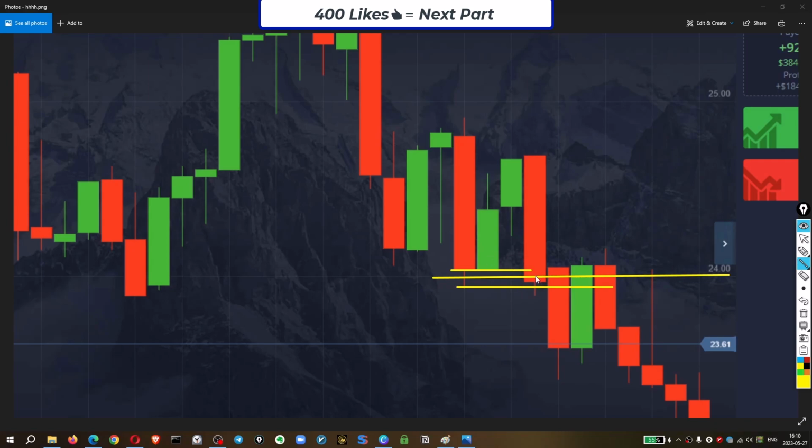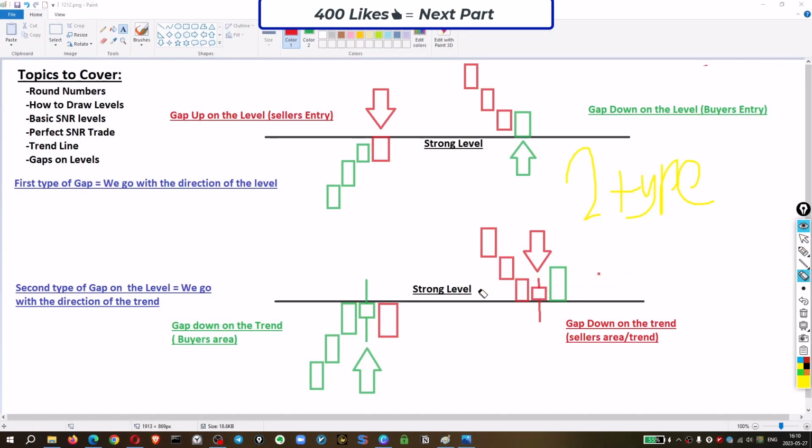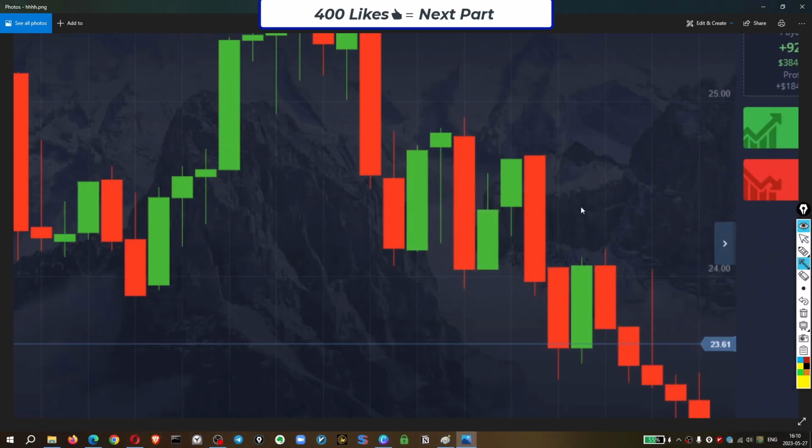Zone, and this candle closed on this zone, so we obviously should go with the buyers for the next candle, but we have a jump up, so we go with the trend. This is the second type of gap we discussed here. Okay, this is the second type of gap, so we go with the trend here. The good thing about gaps, sometimes we have these kinds of gaps. The next time price comes and closes on this gap, we can go again with the previous trend.